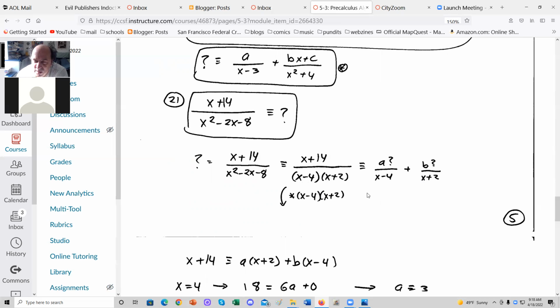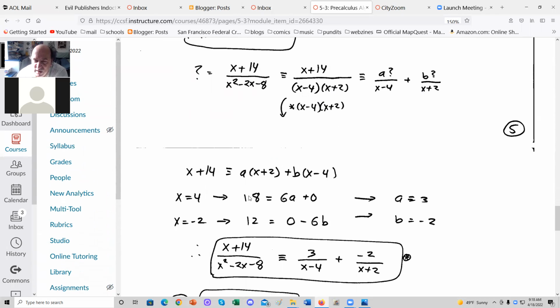the denominator, x minus 4 times x plus 2. Get x plus 14 equals a times (x plus 2), because the x minus 4 cancels out, plus b times (x minus 4), because the x plus 2 cancels out. All right, now this is true for all values of x. I could identify coefficients, or I think just as easy is to put in special values of x. For example, try 4 to cancel this out, and try negative 2 to cancel this out.